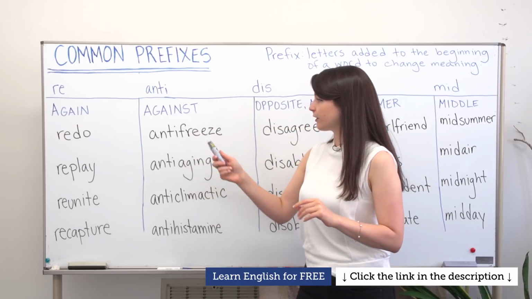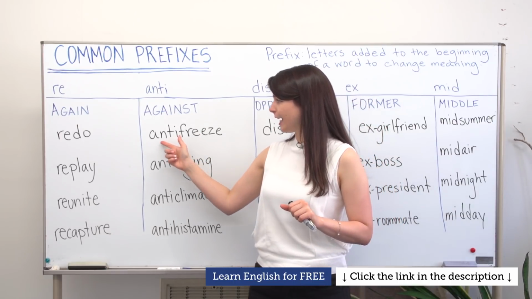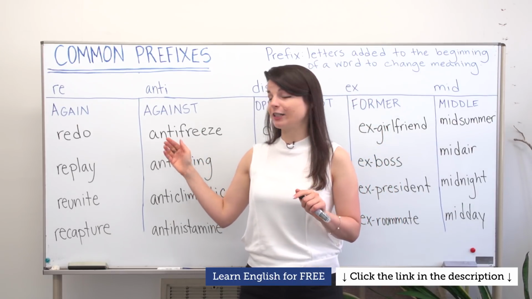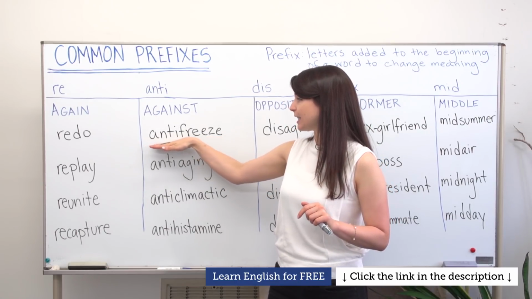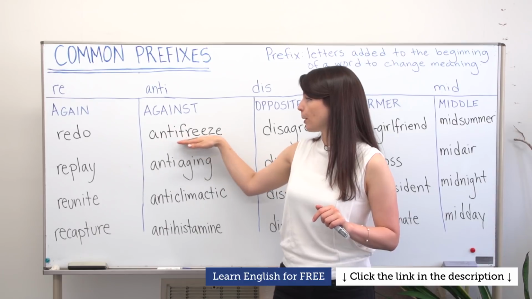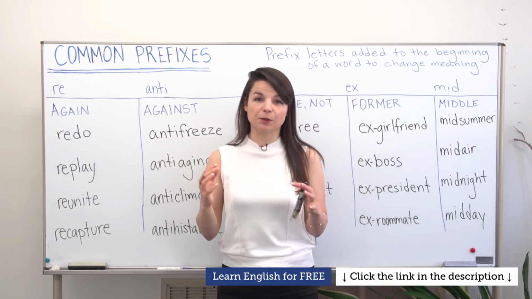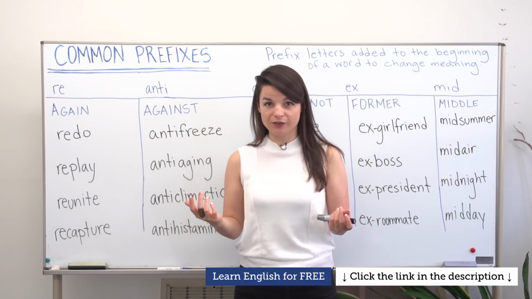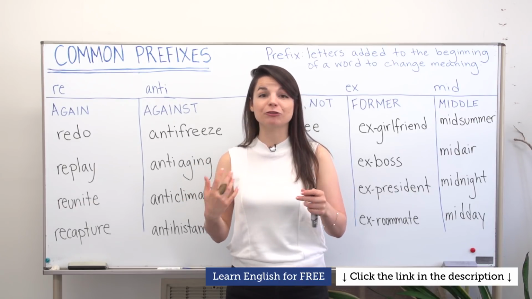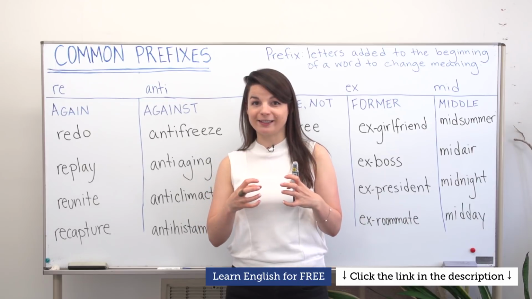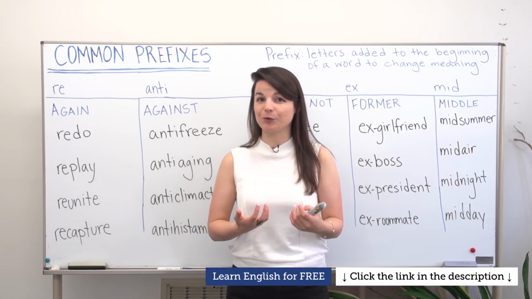So let's look at the first example. First, I have antifreeze. Antifreeze. So the base word here is freeze, and I have anti meaning against or opposing. So antifreeze is a product that we use for cars, for example, to prevent the machinery, to prevent the fluids in the car from freezing and therefore becoming unable to move.